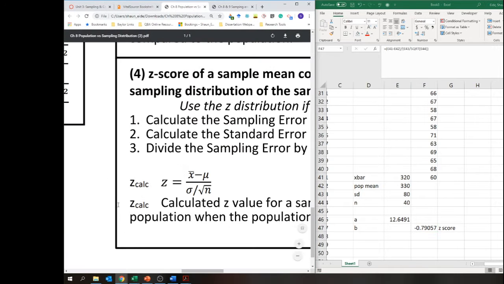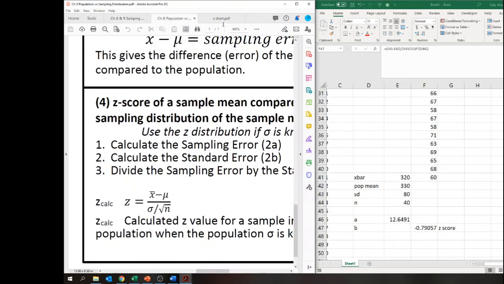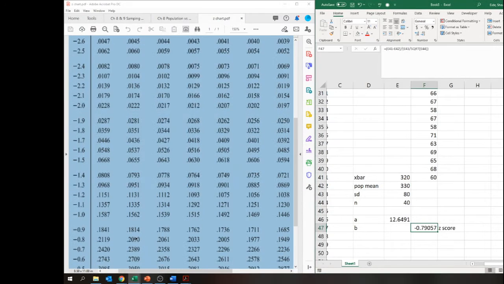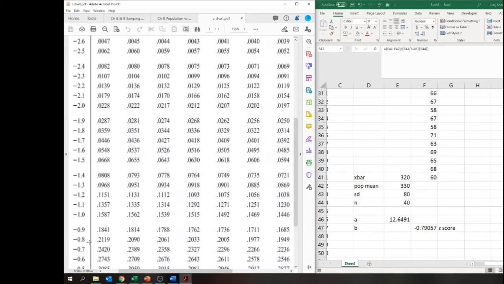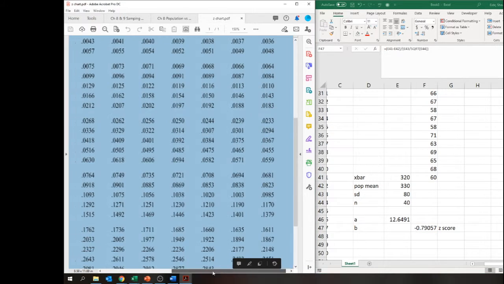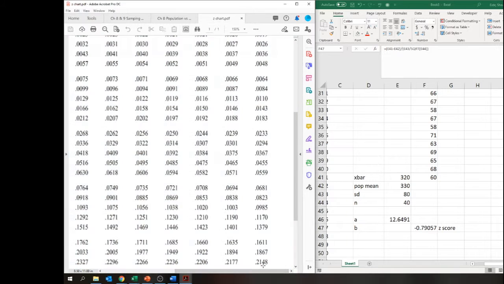So let's find this really quick. Here we go. We've got the z-chart right here. So this is the z-score. Let's go to negative 0.7 and then go all the way down to the end, negative 0.79. So what we see here is 0.2148.